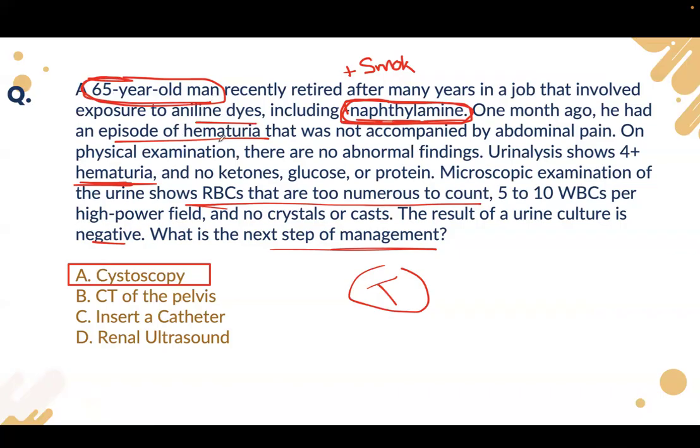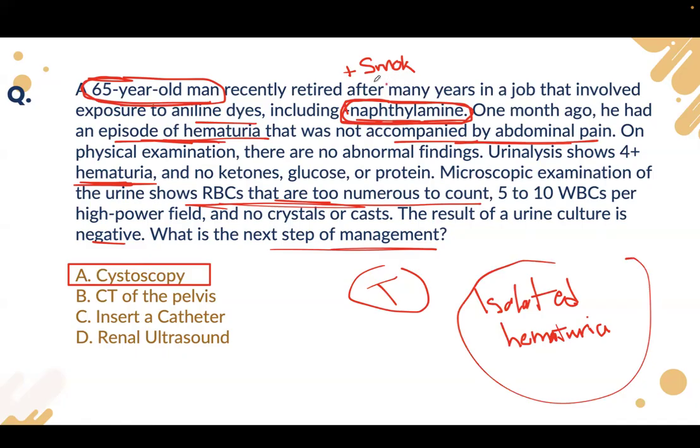Now, he had an episode of hematuria. RBCs were too numerous, no abdominal pain. So this patient has what we call isolated hematuria. What is meant by isolated hematuria is that there is only hematuria, no abdominal pain, no masses, and nothing is obvious. So whenever we see an elderly male patient with isolated hematuria and the risk factor of smoking or naphthylamine exposure, we should suspect bladder cancer as one of the diagnoses. What would be the next step? Out of these, it would be cystoscopy.